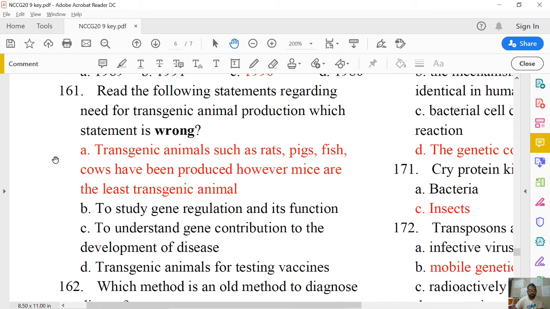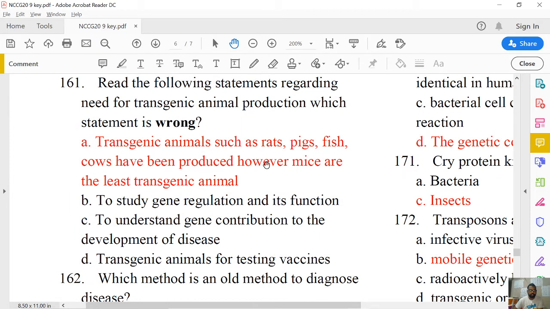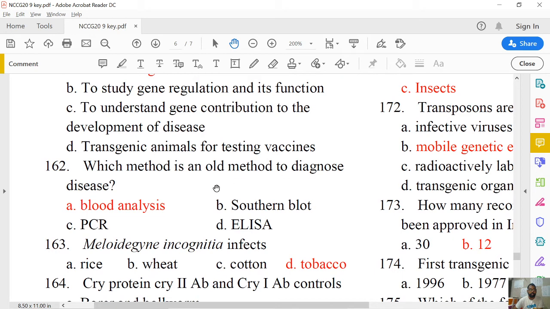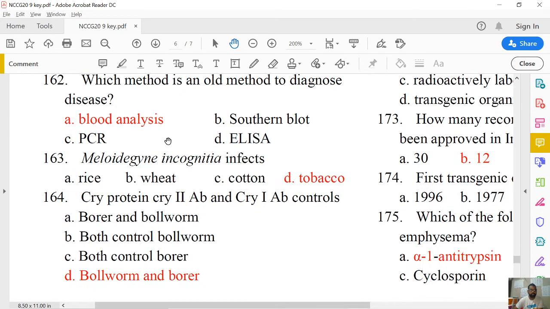Read the following statements regarding the need for transgenic animal production. Which statement is wrong? The first statement is wrong. Actually, mice make up the largest number of transgenic animals that we have. Which method is an old method to diagnose disease? Blood analysis is the old method. The remaining three are actually advanced methods.